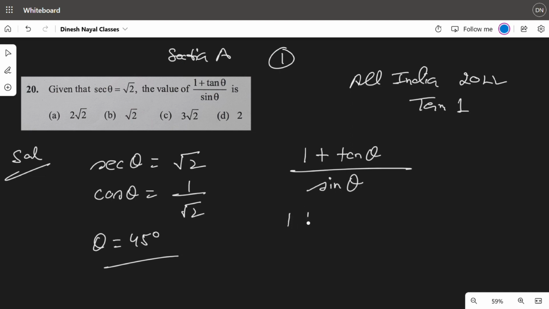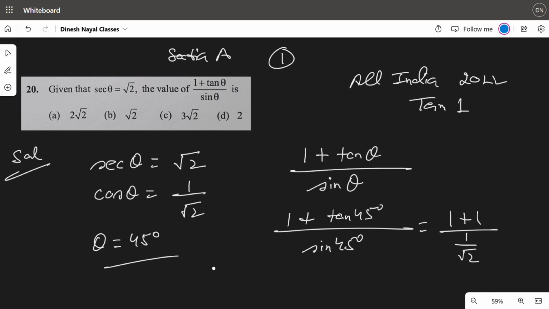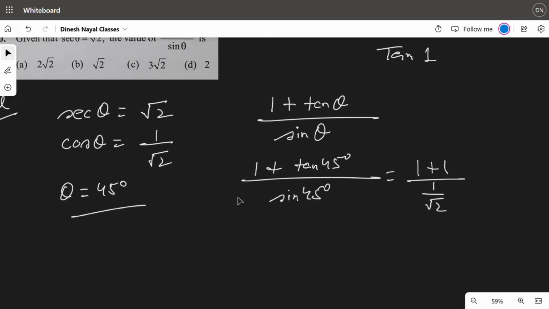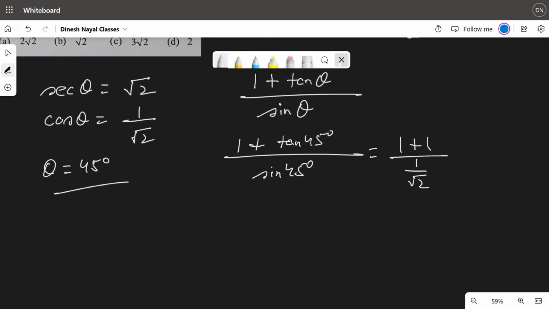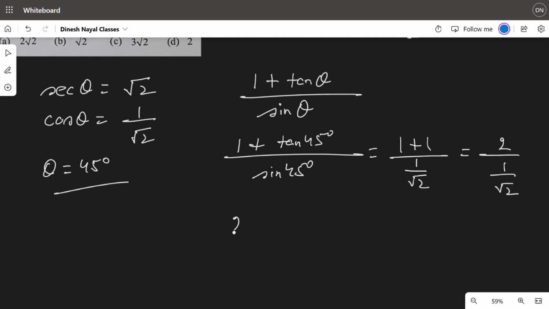So this will be 1 plus tan 45 degree by sine 45 degree, because theta is 45. Now what is tan 45 degree? Tan 45 is 1, so this is 1 plus 1, and sine 45 degree is 1 by root 2. So solving it over here, this will be 2 divided by 1 by root 2. Now when multiplied, this will be reciprocated into root 2 by 1, which is actually 2 root 2. So the value of this is 2 root 2.